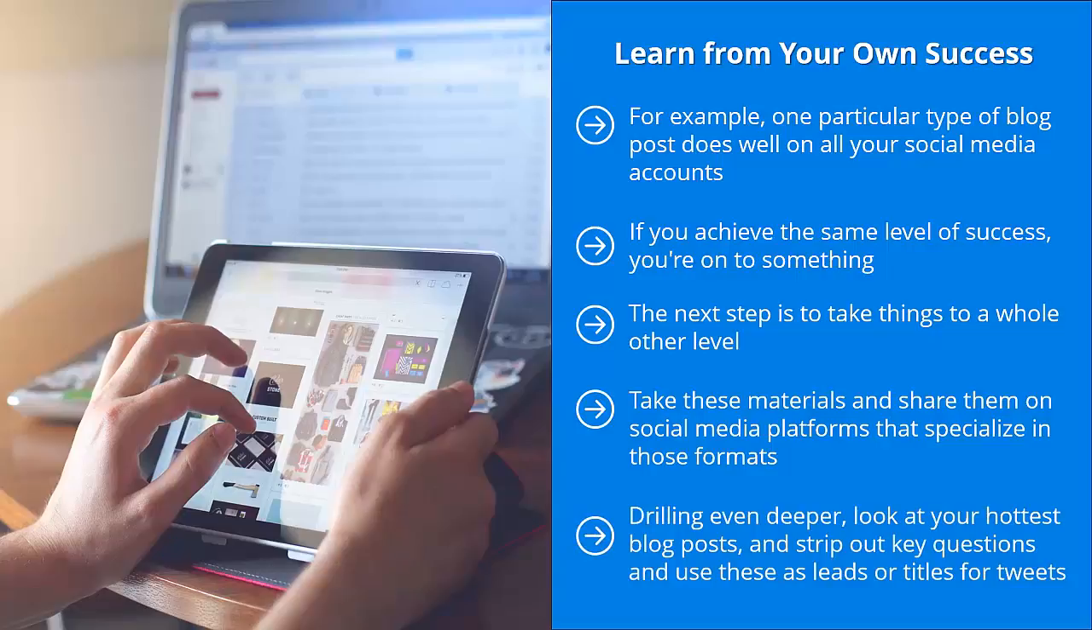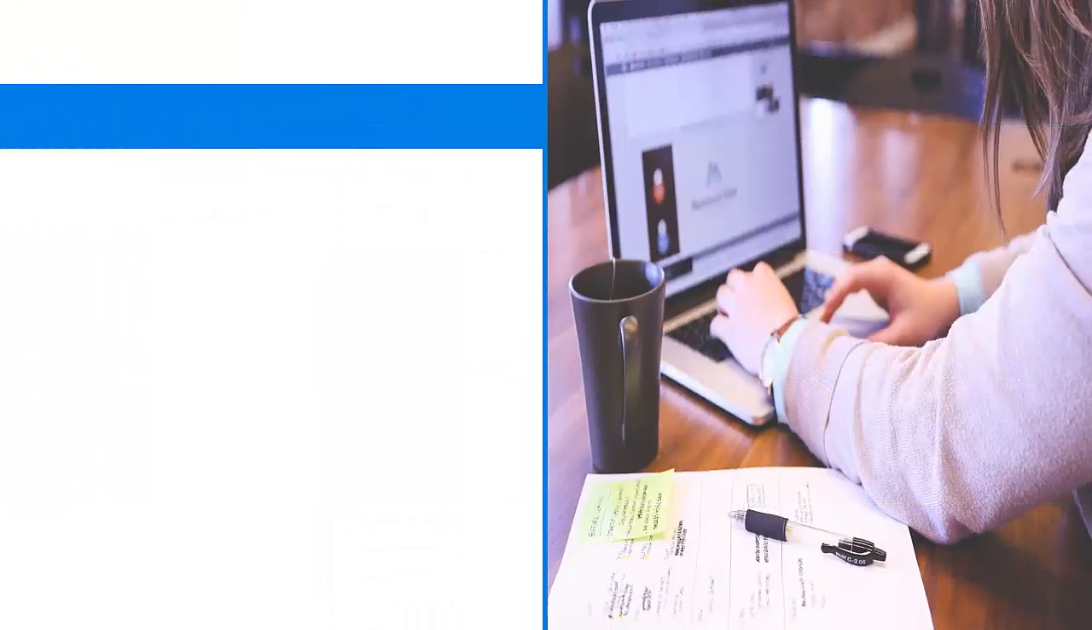Drilling even deeper, look at your hottest blog posts and strip out key questions and use these as leads or titles for tweets. Tweet the same content several times over the course of a week. Of course, don't drop it all in one hour, but space them out. Still, when you use the right questions, you become very visible on Twitter. Pair these with the right hashtags.